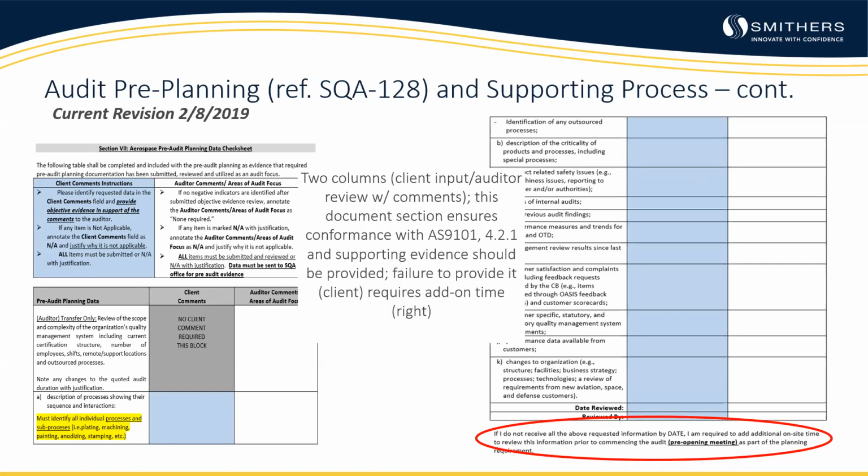If we're identifying issues as part of the pre-planning, we can ensure that they get into the audit plan with appropriate follow-up. The other item I would add is that if we do not receive this information, the expectation is that we're adding on-site time appropriately at the time of the audit being conducted.